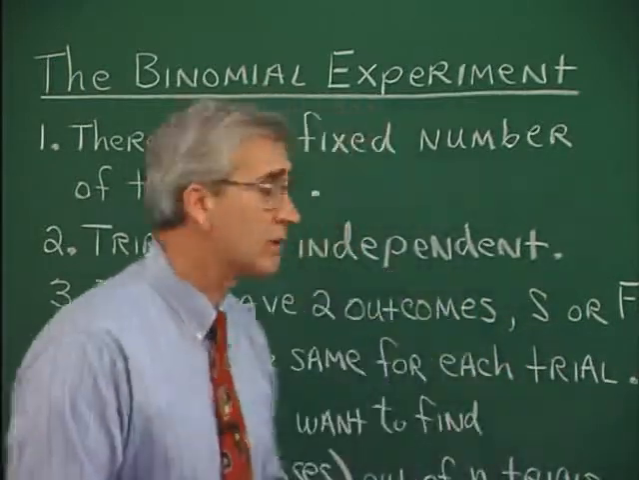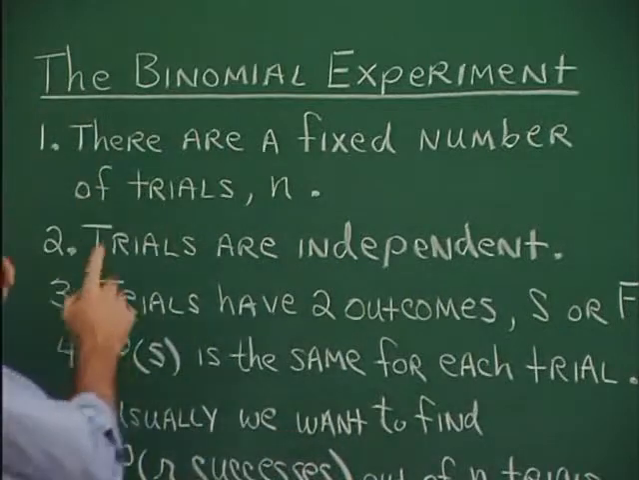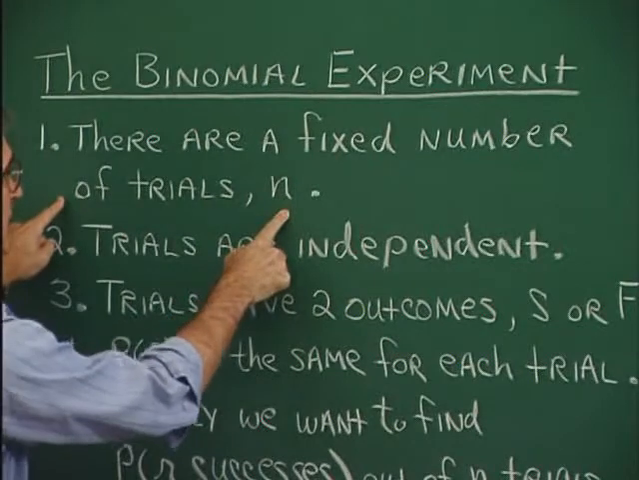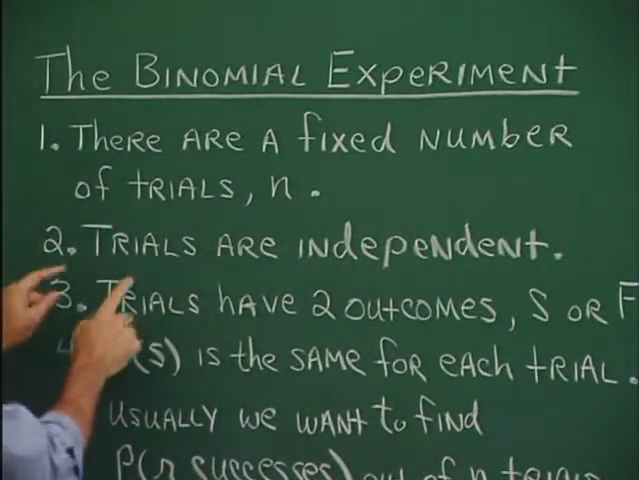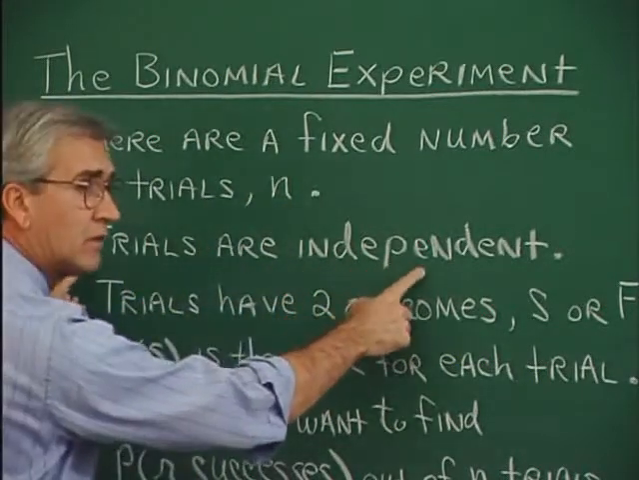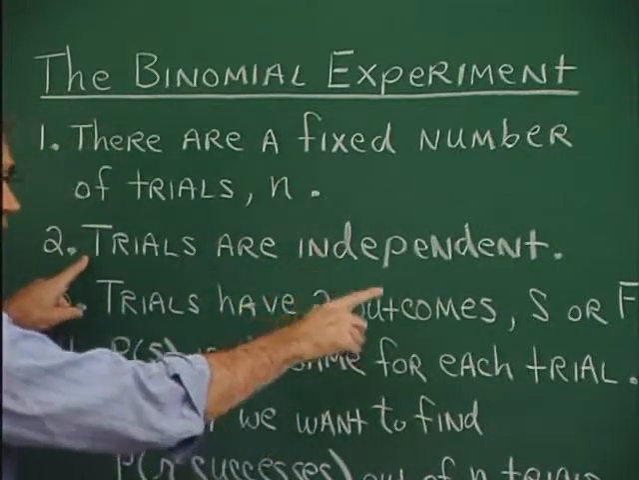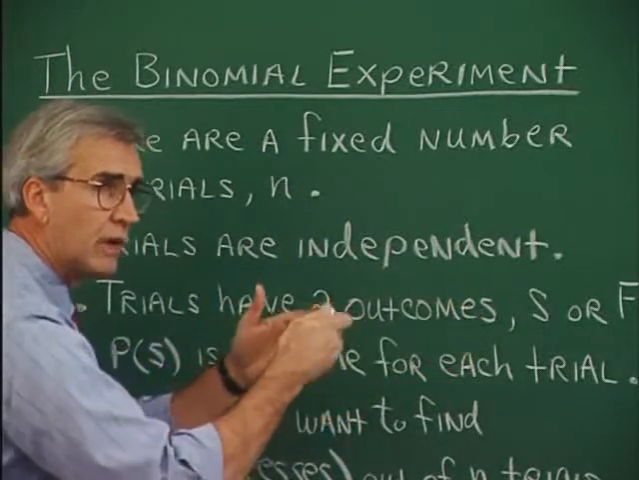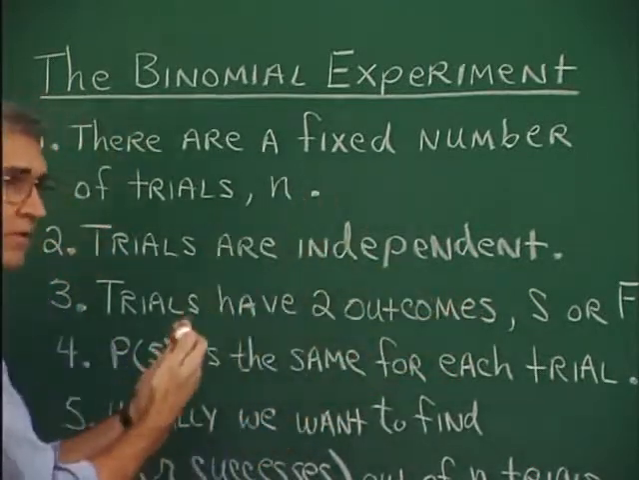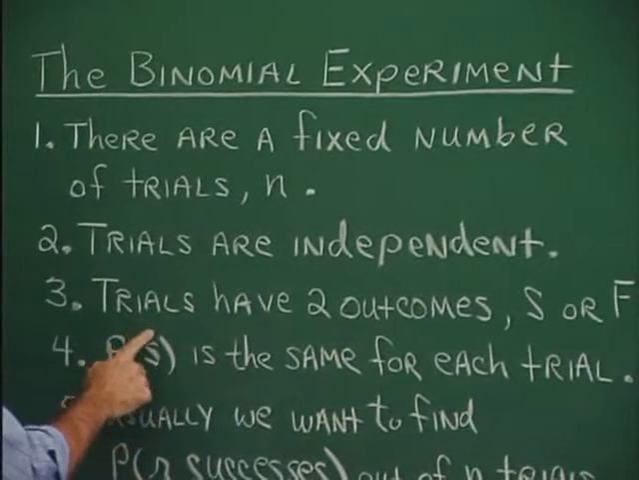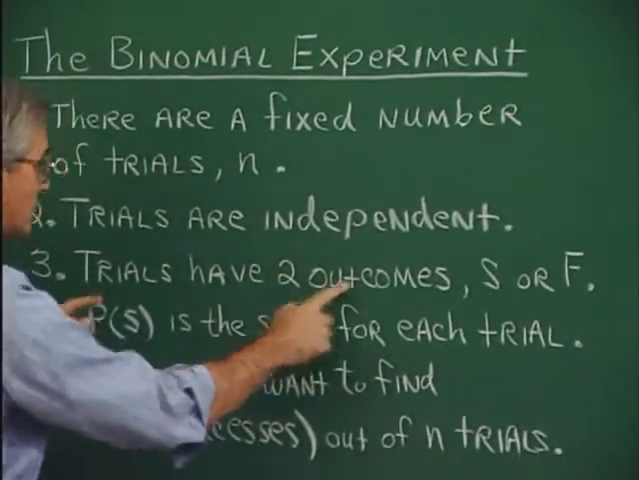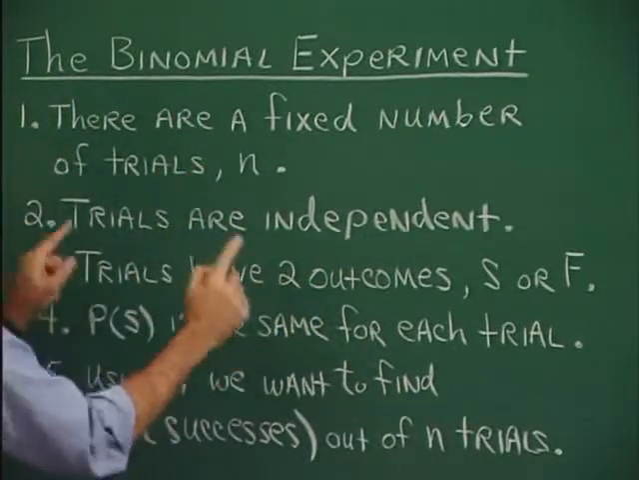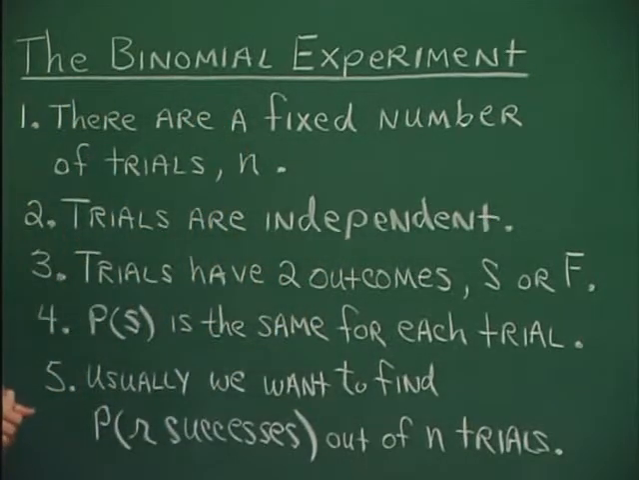Well, the binomial experiment has these characteristics. There are a fixed number of trials, and the number is designated with n. The trials are independent. That is, the outcome of one trial has nothing to do with, or is not affected by, the outcome of a previous trial. The trials have exactly two outcomes. This is probably the most important idea that begins the definition of a binomial experiment.